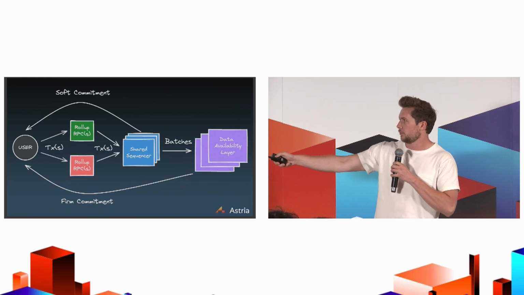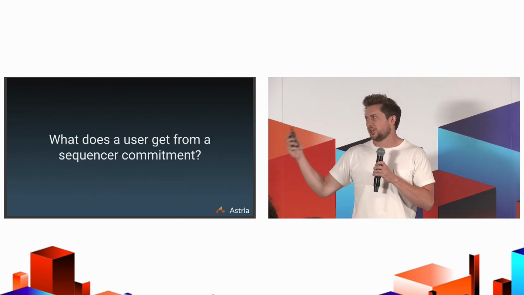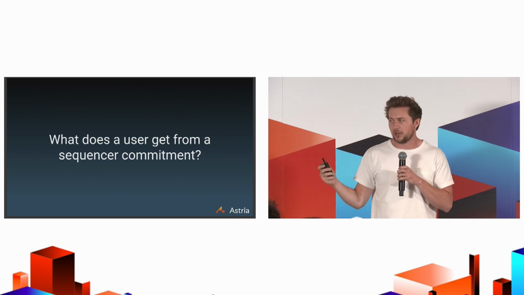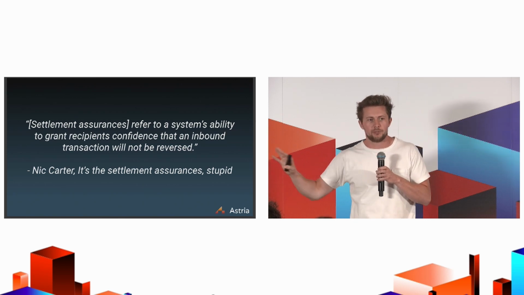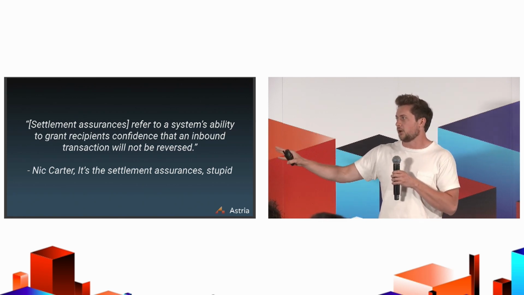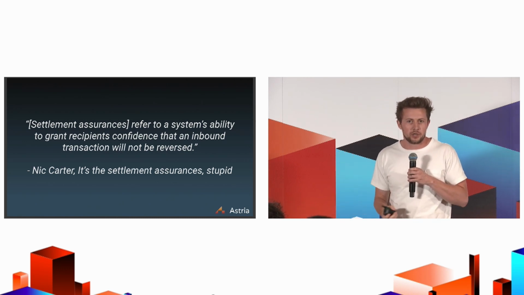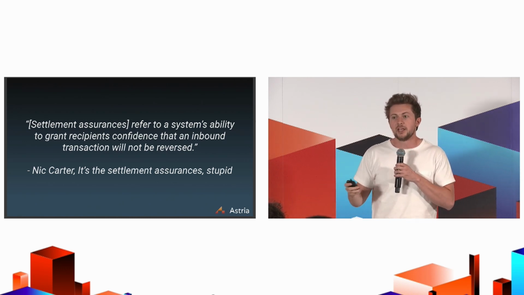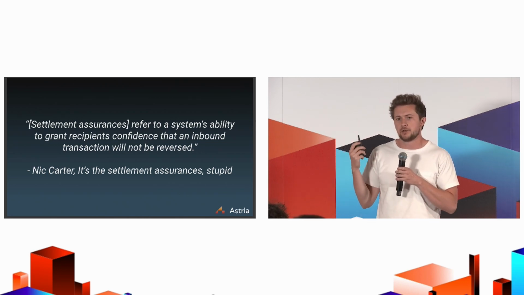So what is a user actually getting from a sequencer commitment? When we say it's a soft commitment, what are they actually getting out of it? I really like this quote. I've used it a lot of times. It's from Nick Carter's article, Settlement Assurance is Stupid, from way back in 2019. It's a little bit Bitcoin adjacent, but I think it is some of the better written work on what we're talking about when we get a commitment of finality.